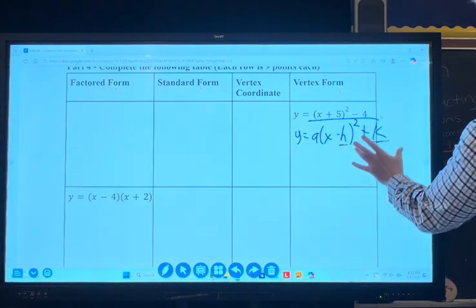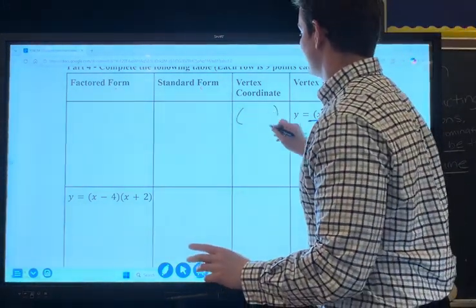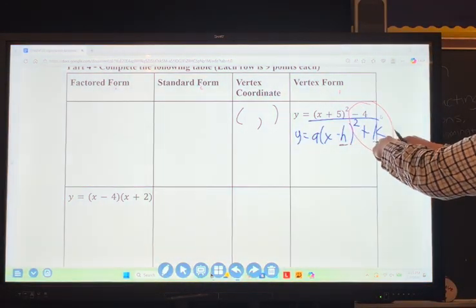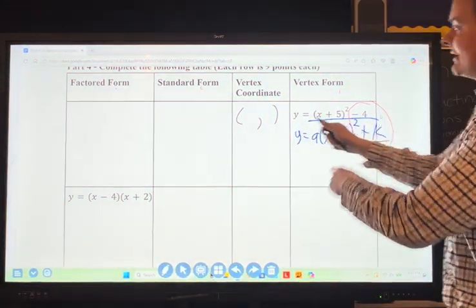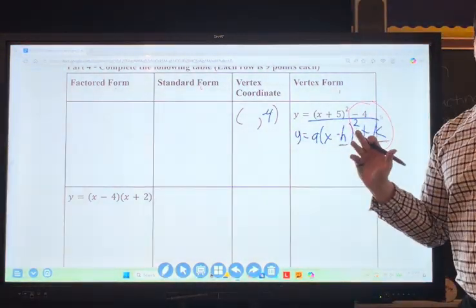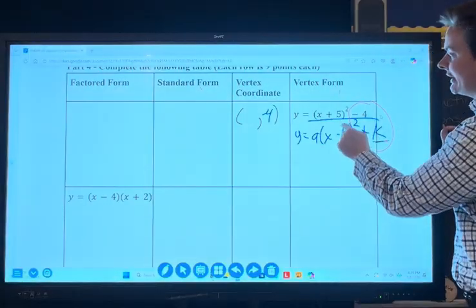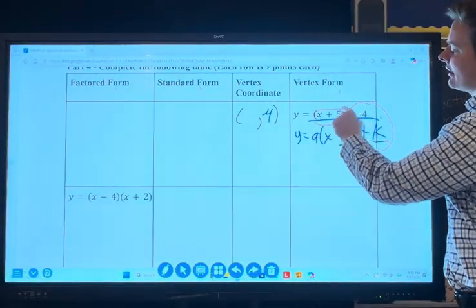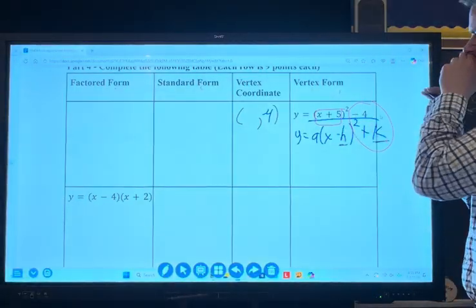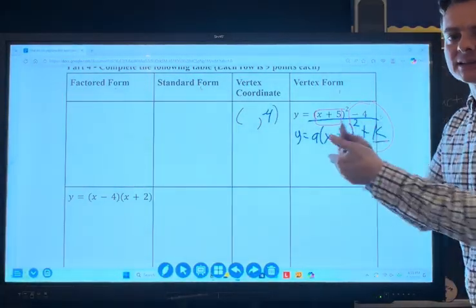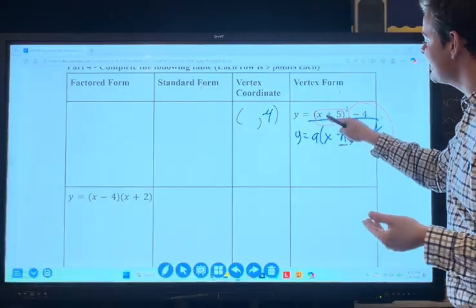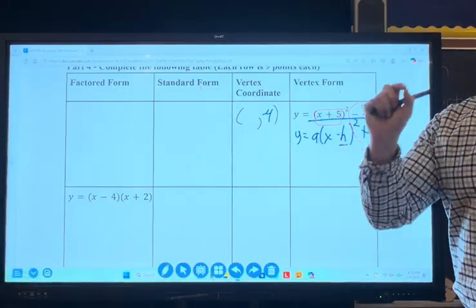So from this, I can instantly know my vertex coordinate because this number at the end is my k. So my k is -4. Okay. Now my h is the opposite of this number, which is very confusing. But it's supposed to be, right? It's supposed to be x minus h. This says x plus 5. Why is that a plus and that a minus?